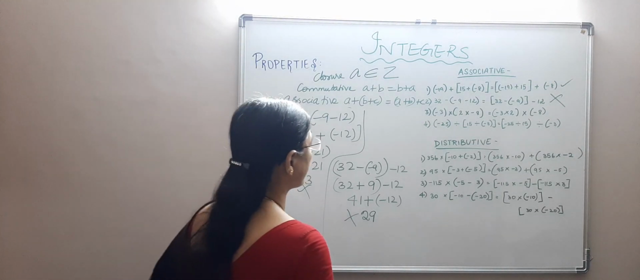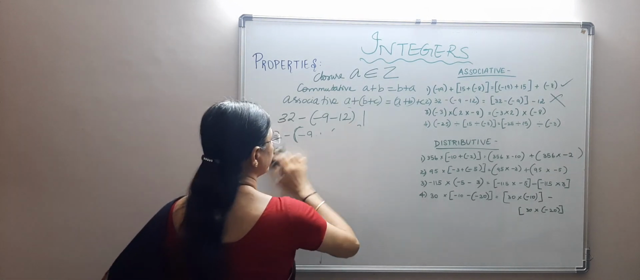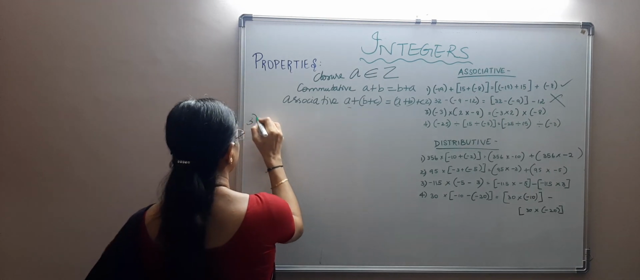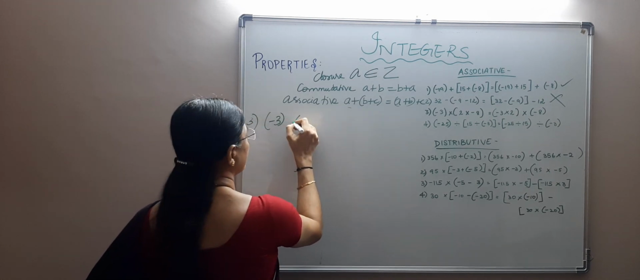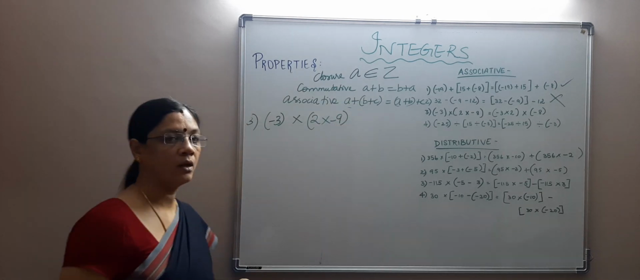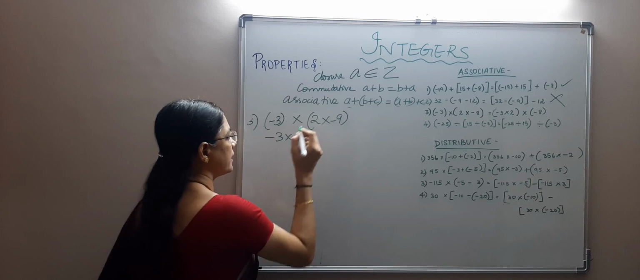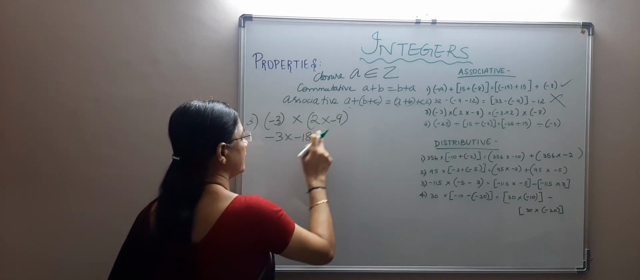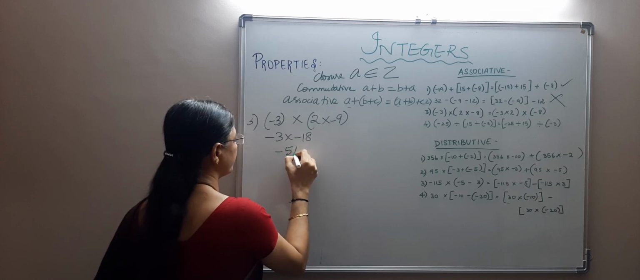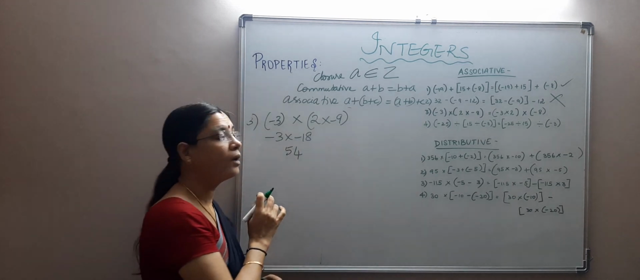The next is the third sum, that is for multiplication. Let us check the associative property for multiplication. Minus 3 into 2 into minus 9. Okay, so first we'll do this. Minus 3 into minus 18. One plus and one minus, so minus 18. Now 18 into 3 is 54. Plus 54, because minus into minus gives you plus 54.